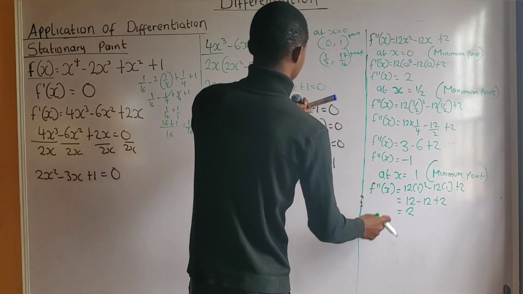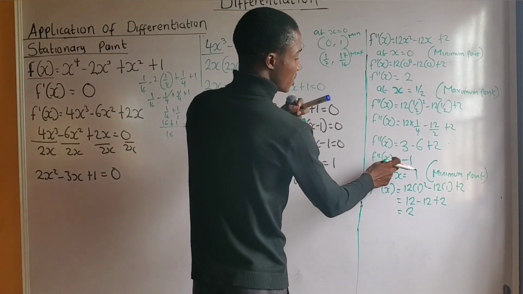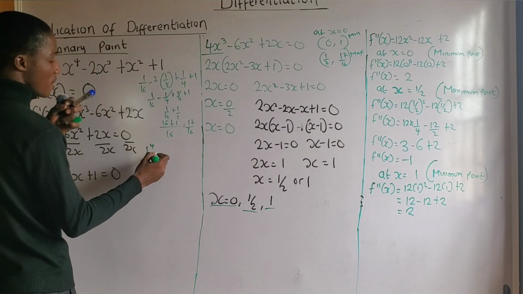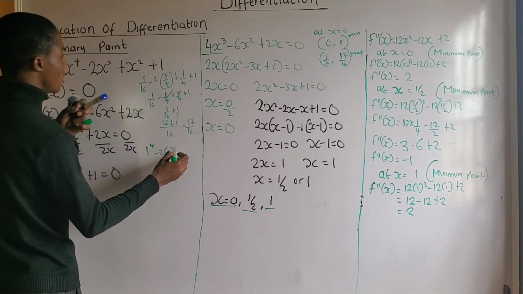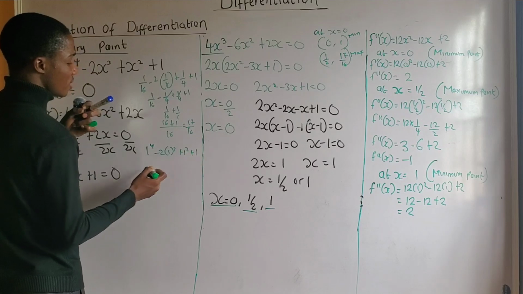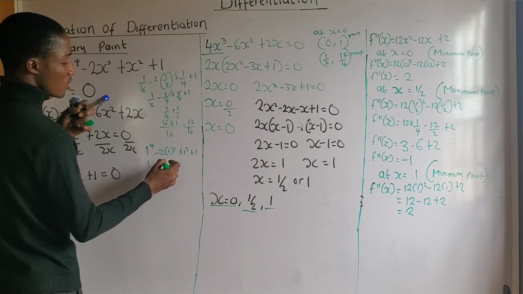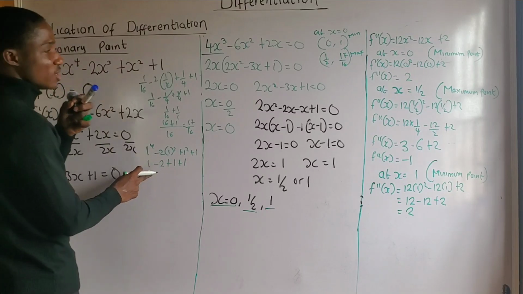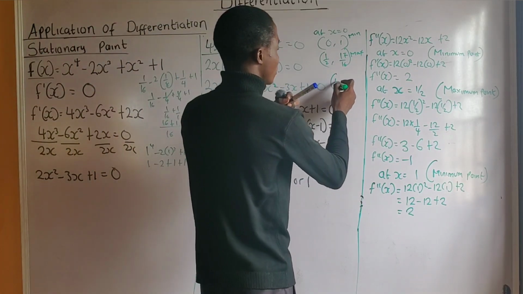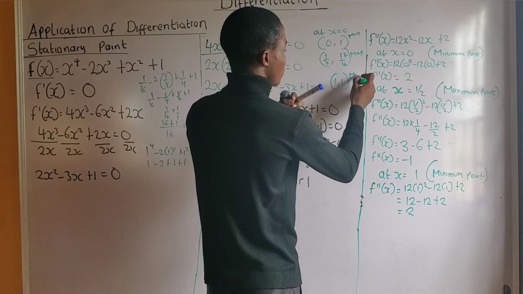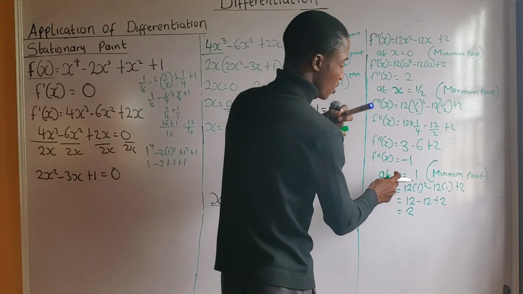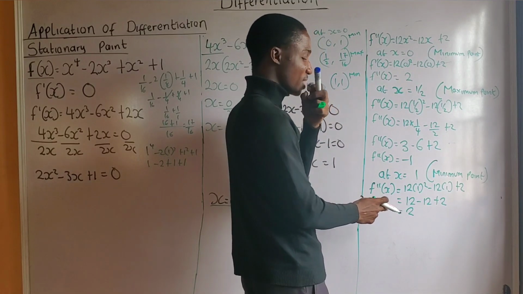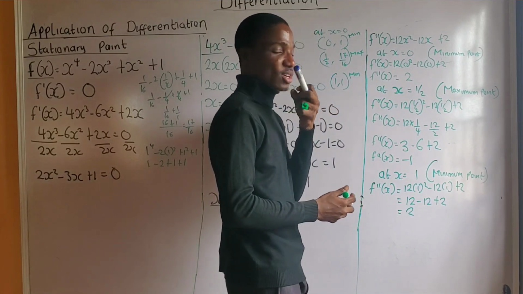And then for the third one, which is at x equals 1. When x equals 1, I'm going to have 1 raised to power 4 minus 2 multiplied by 1 raised to power 3 plus 1 raised to power 2 plus 1. 1 minus 2 plus 1 plus 1. 1 plus 1 is 2. 2 minus 2 is 0. So for this, I'm going to have 1, 1. That is also minimum. Yes, it is minimum because x equals 1 and the second derivative is 2. Do you understand?